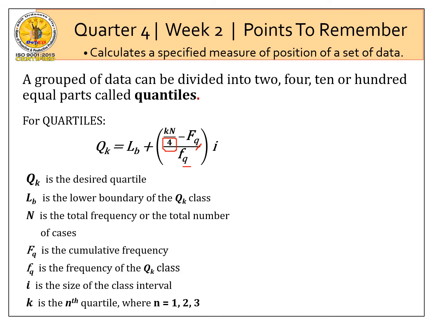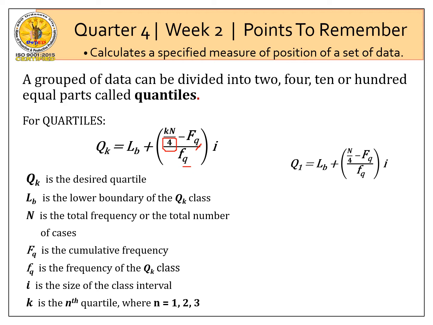Where q sub k is the desired quartile, L sub b is the lower boundary of the quartile class, n is the total frequency or the total number of cases, capital F sub q is the cumulative frequency, small f sub q is the frequency of the quartile class, I is for the size of the class interval, k is the nth quartile where n is 1, 2, or 3.